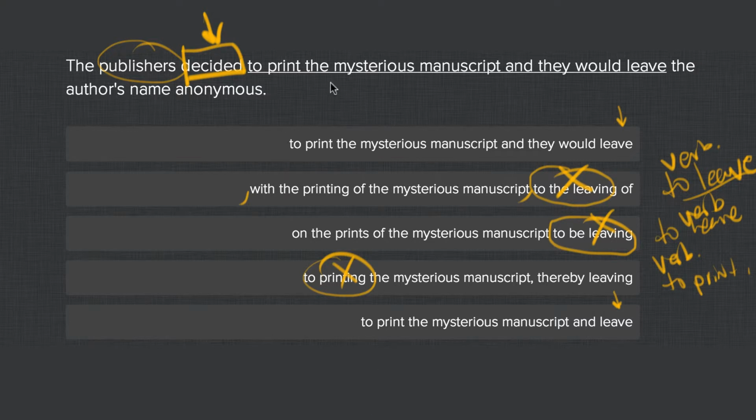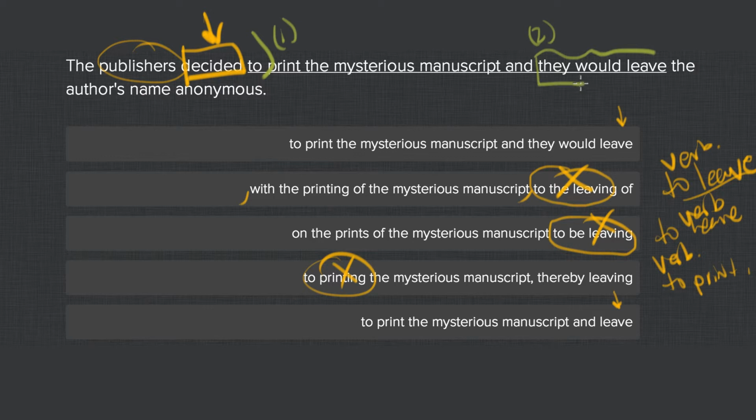In the original sentence, we have the publishers doing two things. That's your signal that you need a parallel structure. The publishers decided two things. They decided to, 1, print the mysterious manuscript, and 2, they would leave.